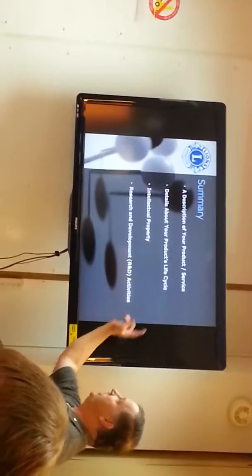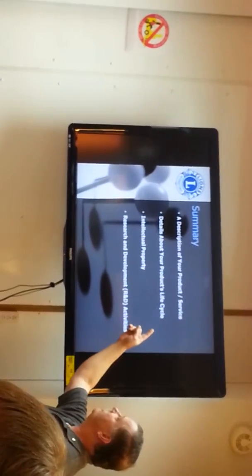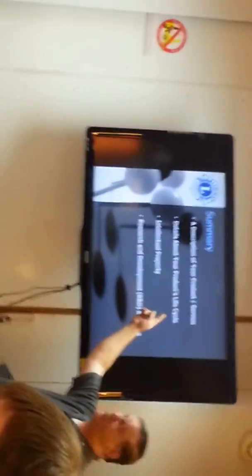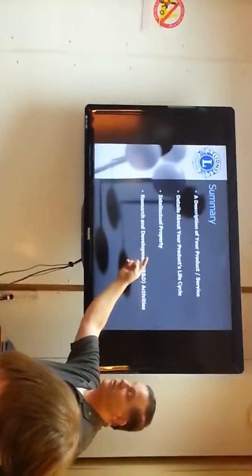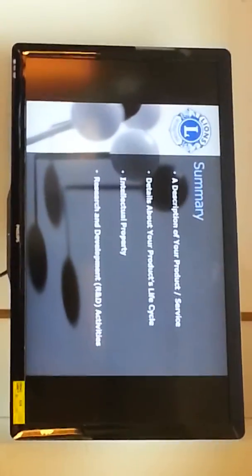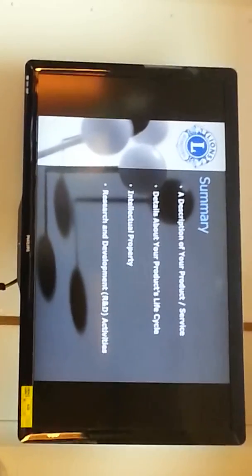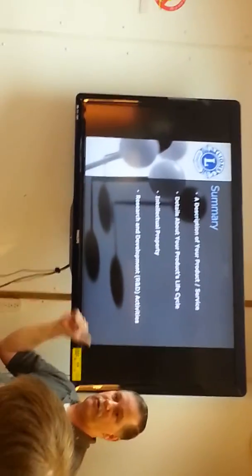So just to recap, again: a good description of your product or service, details about your product life cycle, the intellectual things as far as provisional patents, copyrights, patents themselves, non-disclosure agreements, what have you, and then lastly, good, strong R&D.